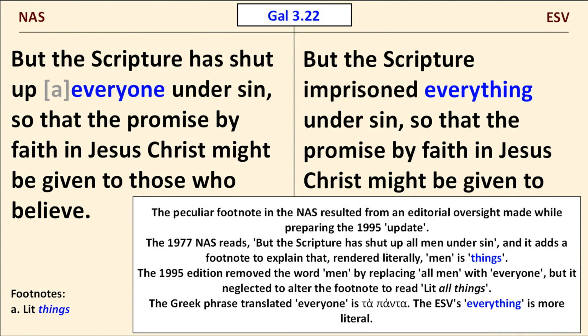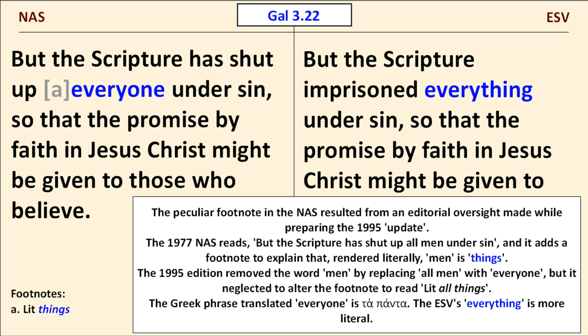Sometimes when we make changes, we make mistakes. There may be a few such mistakes in this video. I want to point out that a mistake was made in the footnote to the left during the 1995 revision. Reading the footnote as it stands on the lower left-hand part of this chart, we might think that the verse literally reads, "But the Scripture has shut up things under sin." We know that can't be right.